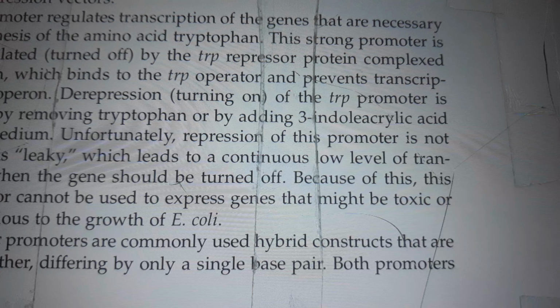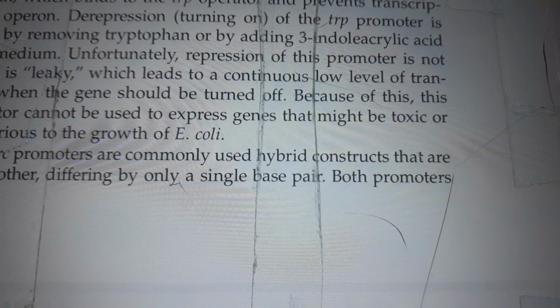The trp promoter regulates transcription of the genes that are necessary for the biosynthesis of the amino acid tryptophan. This strong promoter is negatively regulated, turned off, by the trp repressor protein complexed with tryptophan, which binds to the trp operator and prevents transcription of the trp genes. De-repression, turning on, of the trp promoter is achieved either by removing tryptophan or by adding 3-indoleacrylic acid to the growth medium. Unfortunately, repression of this promoter is not very efficient.